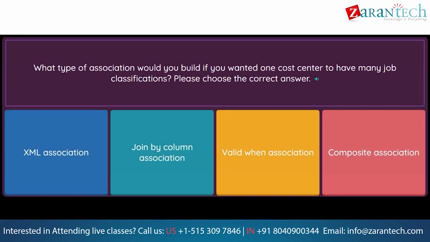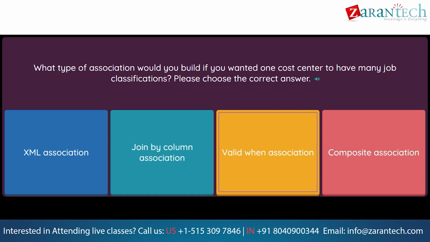Question: what type of association would you build if you wanted one cost center to have many job classifications? Please choose the correct answer. Option 1, XML association. Option 2, join by column association. Option 3, valid when association. Option 4, composite association.